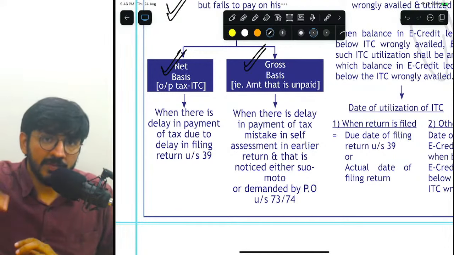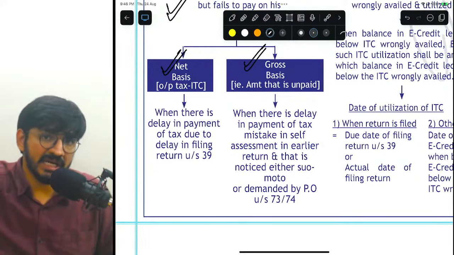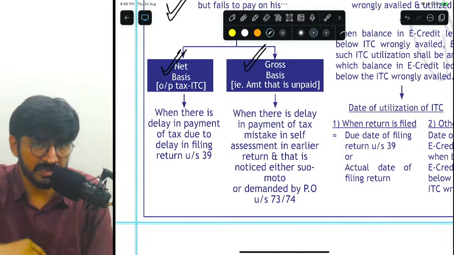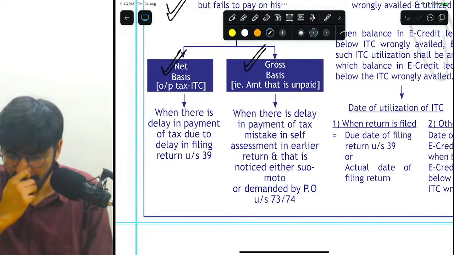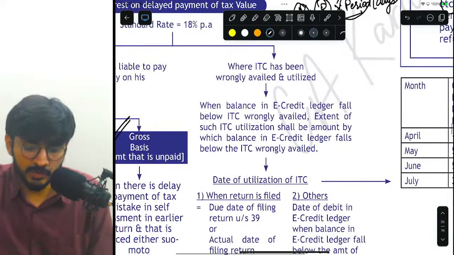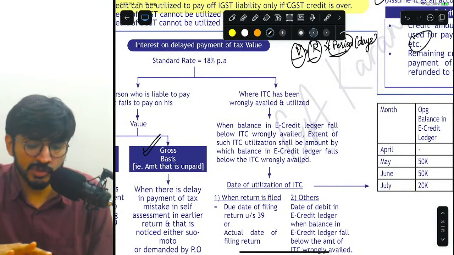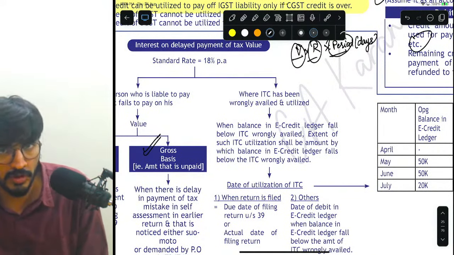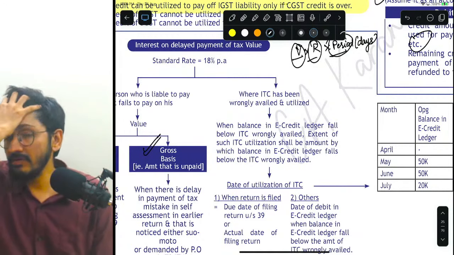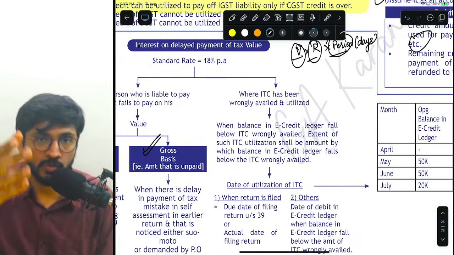Now, in that case, the unpaid amount is 2 lakhs. So, on 2 lakhs, I will be paying interest at 18% for whatever period it is. So, that is one part. Here the value is sorted, the rate of interest 18% is sorted, and the period will obviously be whatever the tax period it relates to.